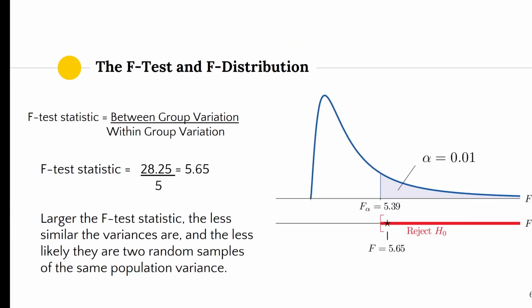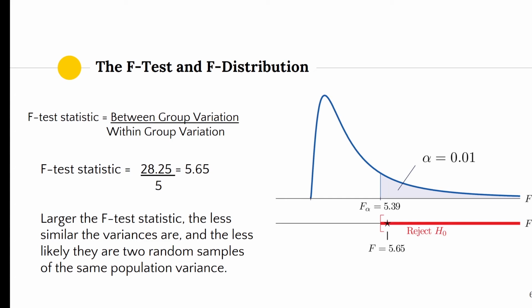So let's run through an F-test. And you can see here on the right the F distribution. It looks different than the T distribution. I'll talk a little bit about the shape of the F distribution, but let's first calculate our F-test statistic because that's the first step. So we calculate between group and within group variation. We divide one by the other, and our F-test statistic is equal to 5.65.